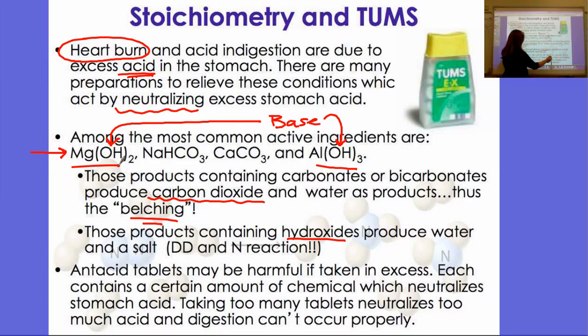If you take too many, or if the dosage is off, what may happen? If you neutralize too much acid, you can't digest properly. What if you don't take enough and you don't quite feel better? So they use stoichiometry to calculate the proper ratio, the proper tablet size that you should be taking for these common problems.